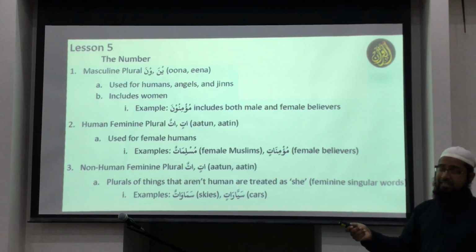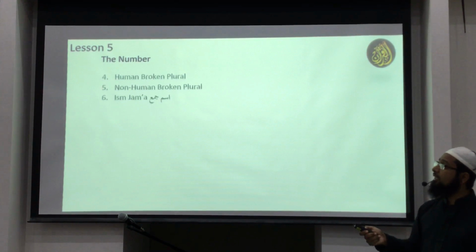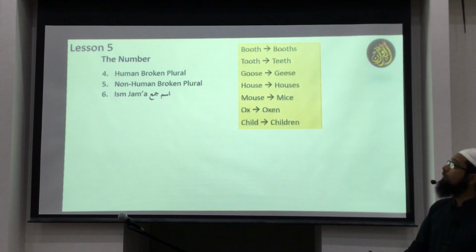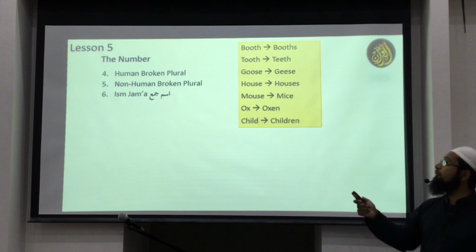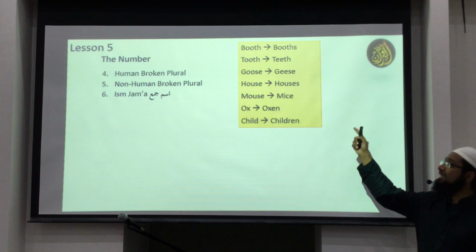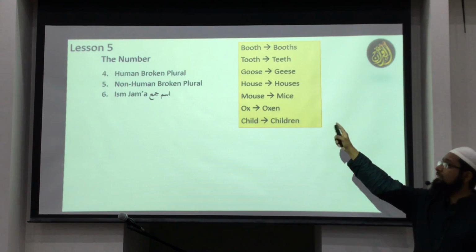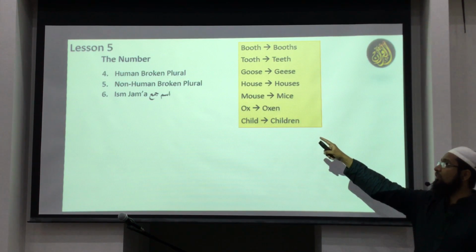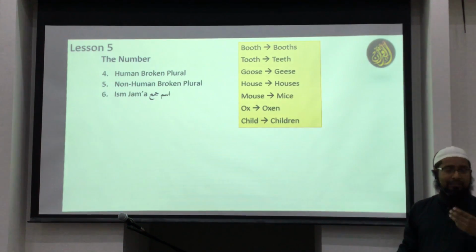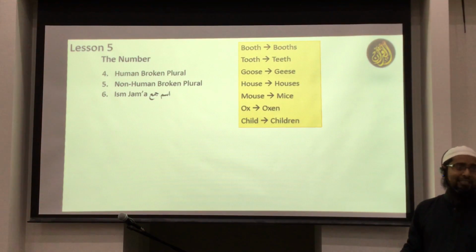These are the three kinds, and another three kinds are the human broken plural and non-human broken plural. What is broken plural? Let's give some English examples. Tooth never becomes tooths, it becomes teeth. House is houses, but mouse is mice. Ox is not oxes, it is oxen. Child is not childs, it's children. So not always. In general we use S or ES at the end, like book becomes books, pen becomes pens, car becomes cars.